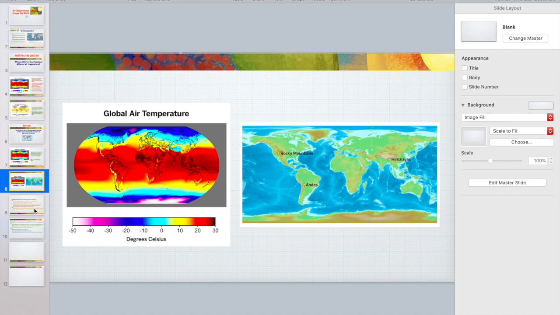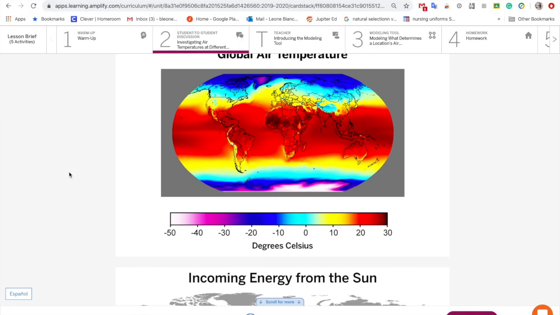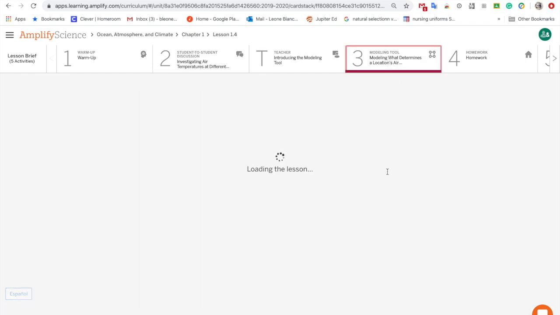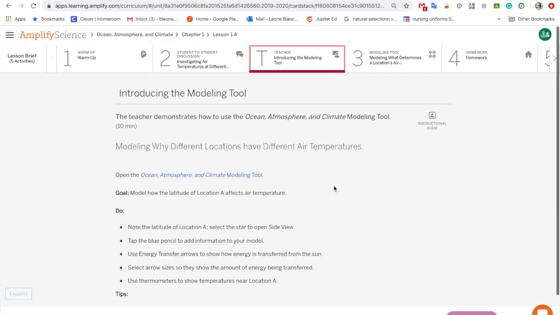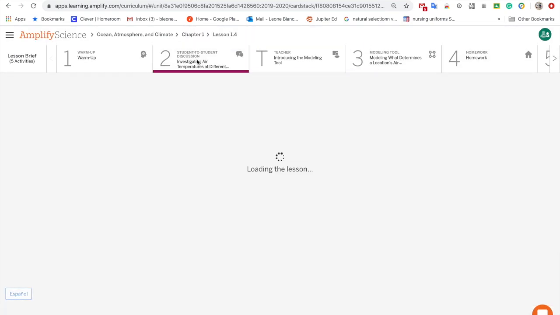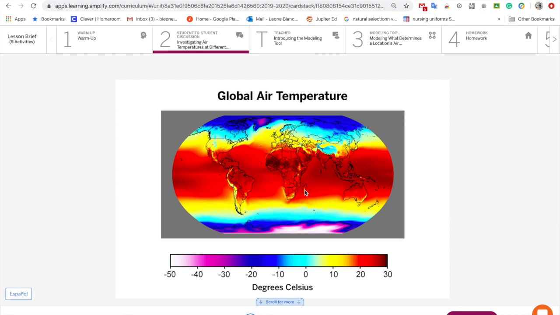So the big takeaway for this is that the closer you are to the equator, the hotter it is. And the reason that it's hotter is because you are getting more direct sunlight. More sunlight, more thermal energy is being transferred. More thermal energy is being given from the ground back to the air, which gives us the temperature.